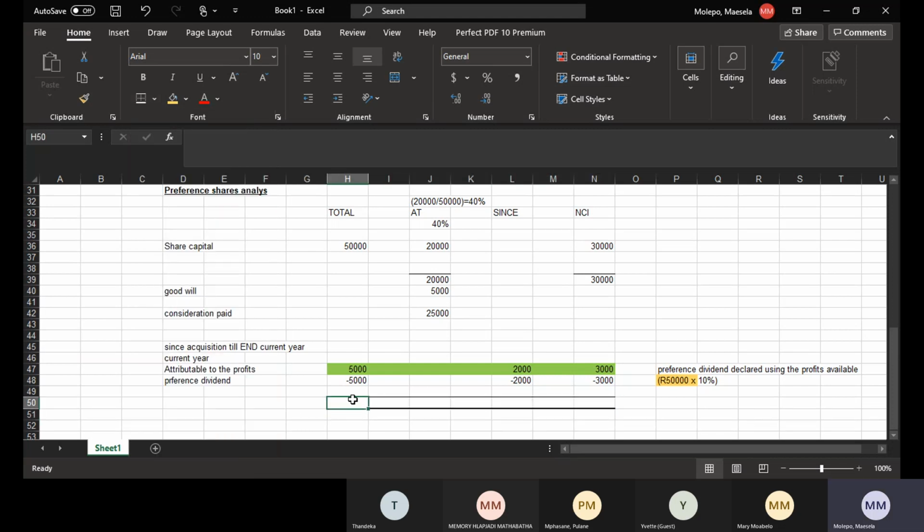Which is closure, it will be the 55,000. So the 55,000, then counted the result, there was 5,000 goodwill here. It will be 55,000. And then we have 0, because they offset each other. And then here we'll have the 30,000. Any question so far?